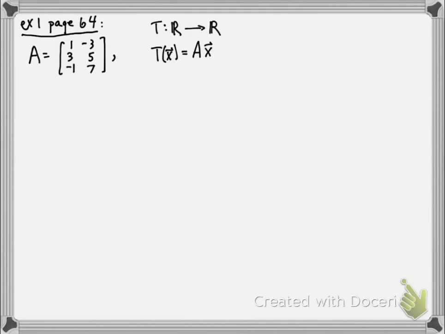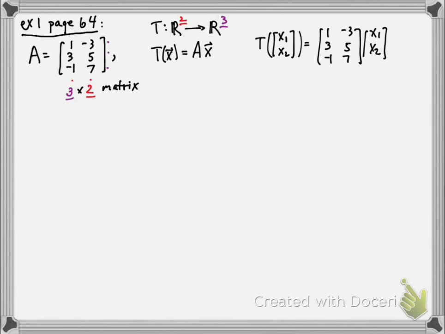Now this T is going to define a linear transformation from R2, I know that because there's 2 columns in A, to R3 because there's 3 rows in A. Right? A is a 3 by 2 matrix, and so T defines a map from R2 to R3. So I can compute what T of x is. T of x1, x2 is this matrix times the vector x1, x2. And remember the way matrix multiplication works, I get x1 minus 3x2 in the first component, 3x1 plus 5x2 in the second component, negative x1 plus 7x2 in the third.